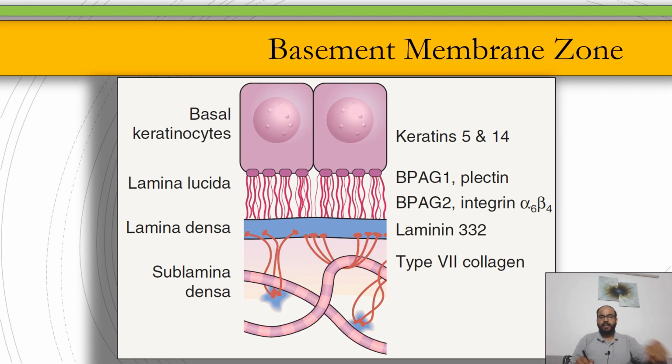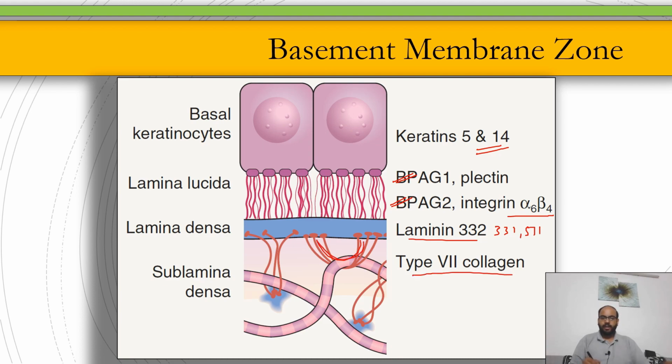These are the placement of antigens. Keratins 5 and 14 are the major keratins in the basal cell layer. In the anchoring filament group, we have bullous pemphigoid antigen 1 in plectins, bullous pemphigoid antigen 2, and integrins, majorly integrin alpha 6 beta 4. Laminin 332 is present in the lamina densa along with laminin 331 and 511, but we'll discuss them in detail. And the anchoring fibrils are made by type 7 collagen.